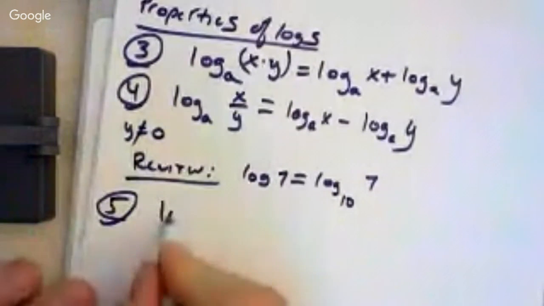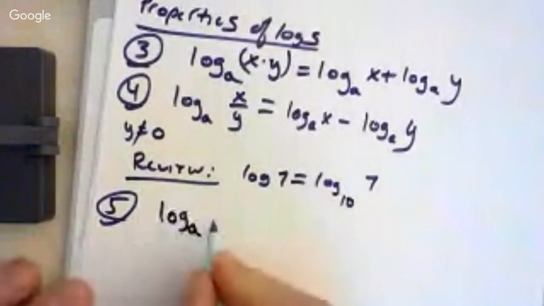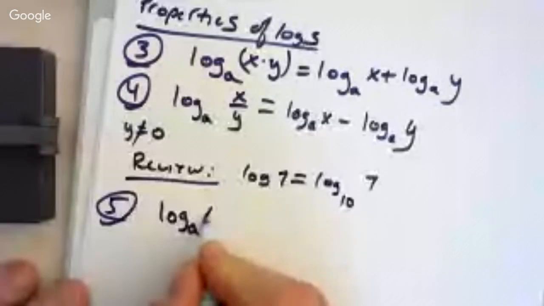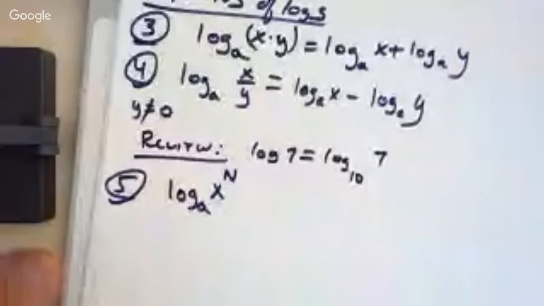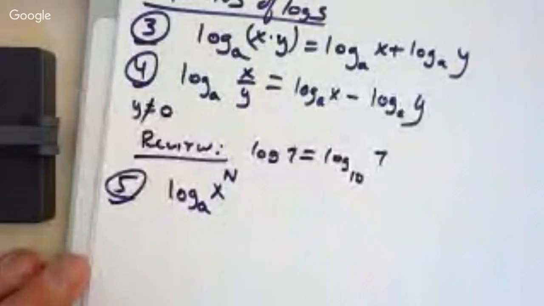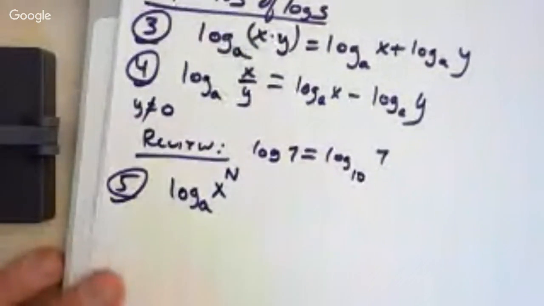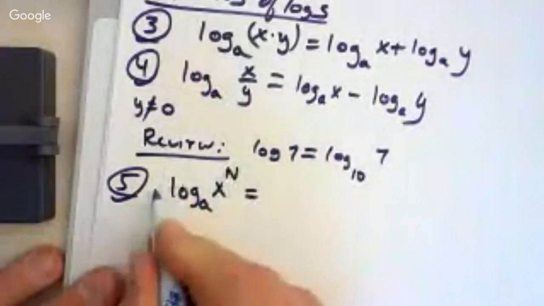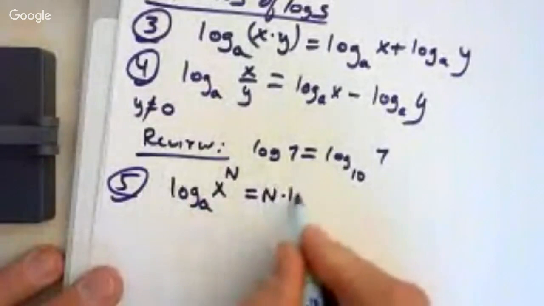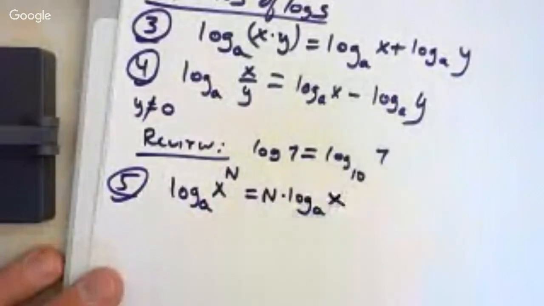Number 5, if you have log base A of, let's go like x to some power n. This is like the McDreamy property. Anybody watch Grey's Anatomy? This is so the McDreamy property right here. That's equal to, ready for this? You can just bring the exponent out in front. n times log base A of x.